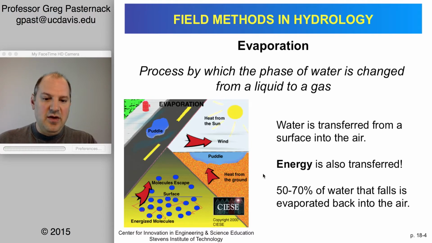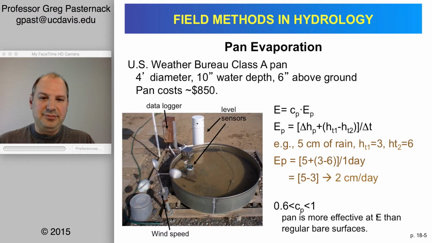50 to 70% of water that falls is evaporated back into the air, right? So that's why this is really important. And of course, it's very hard to quantify with a high degree of accuracy and precision.